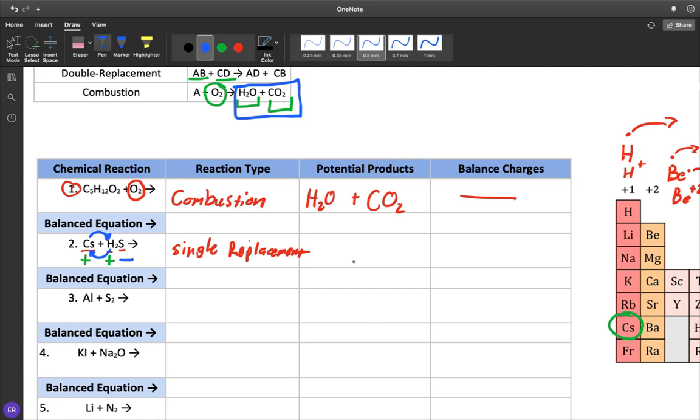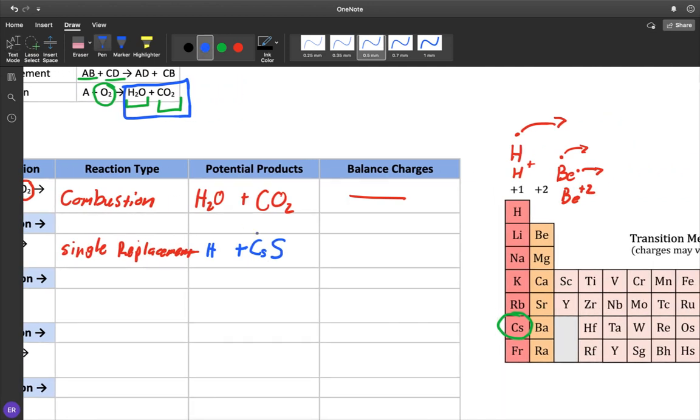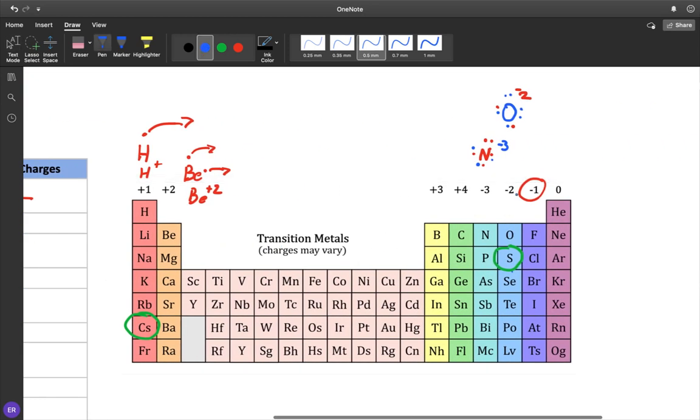So what's going to happen is that Cs and H are actually going to switch places. Okay, so for now, potential products, this is just putting the elements together, and later we're going to balance the charges. So H is going to end up by itself, and then we have Cs, lowercase s, and then sulfur, capital S. Okay, so now when we're right here, that's when we start looking at the charges.